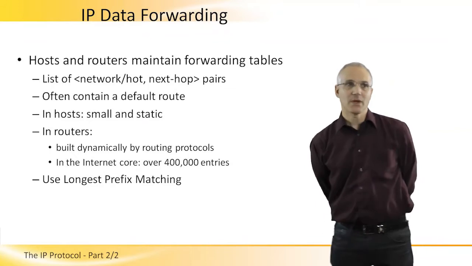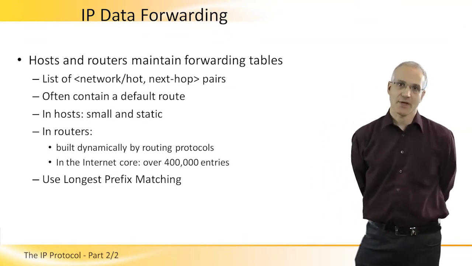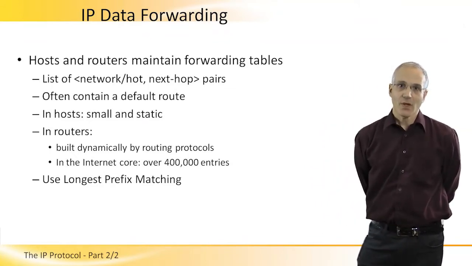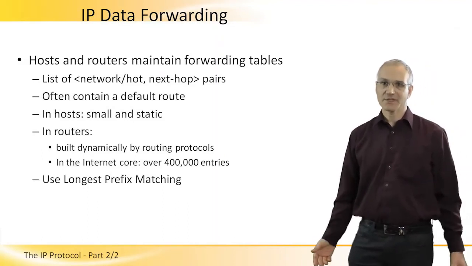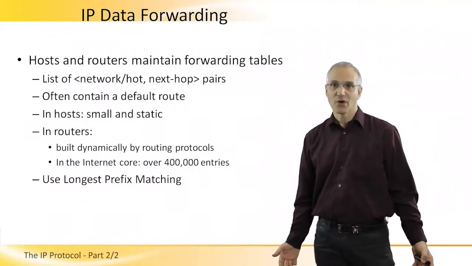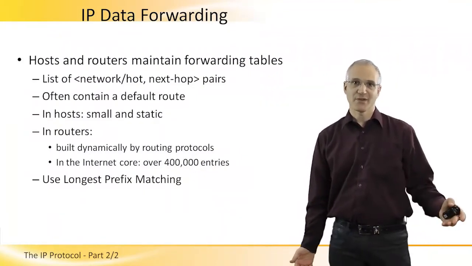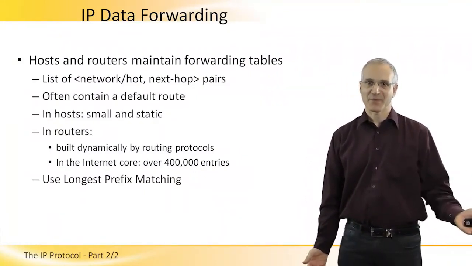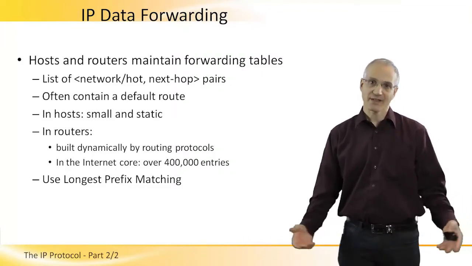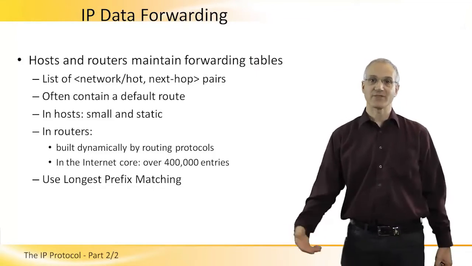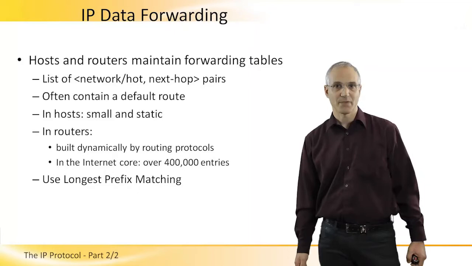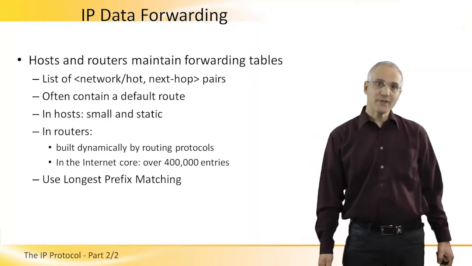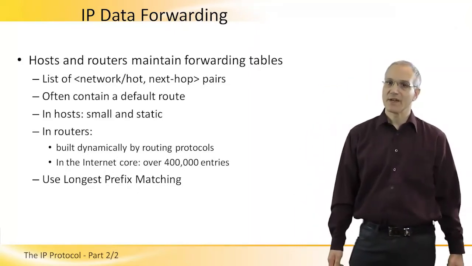So how does a router forward data packets? Well, both hosts and routers maintain forwarding tables. These forwarding tables are simply lists of pairs where the first element of the pair is either a network or a host, and the second element is the next hop. This is the next router we want to forward this packet to in order to reach the destination. Often, this list will also contain a default route.